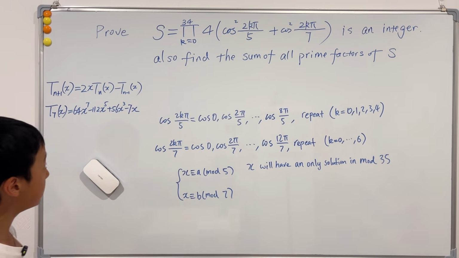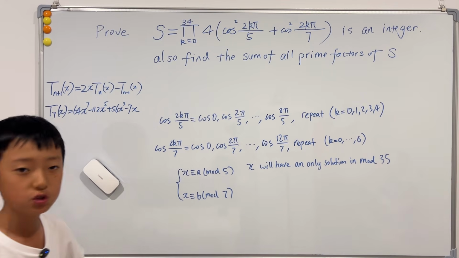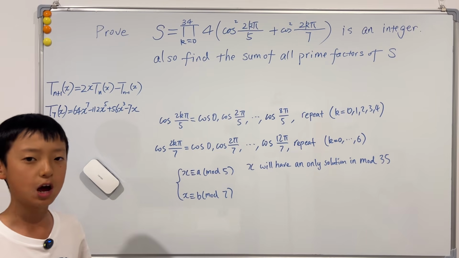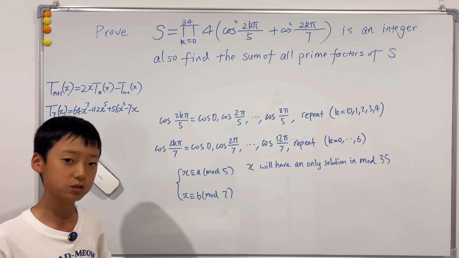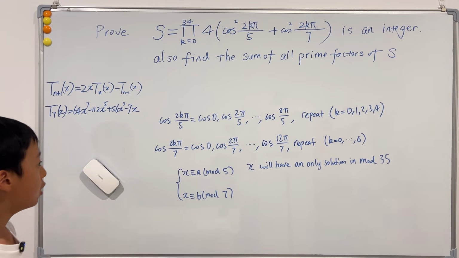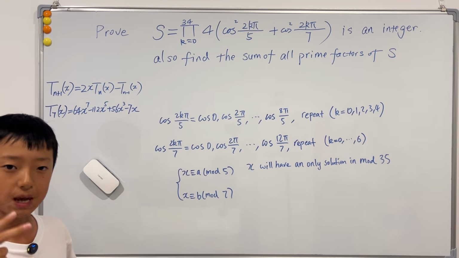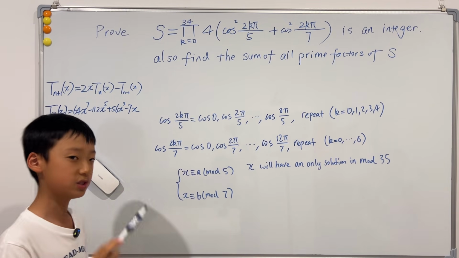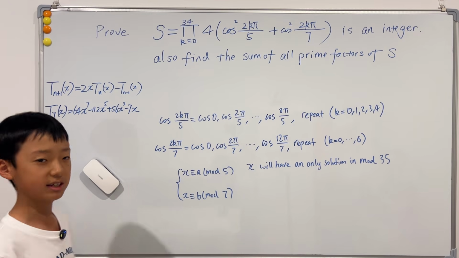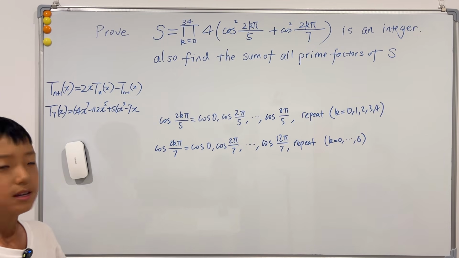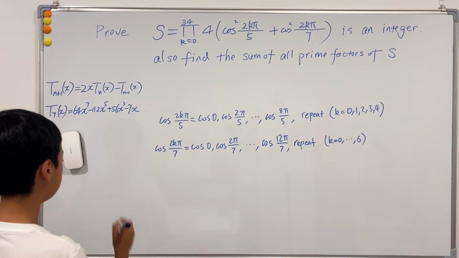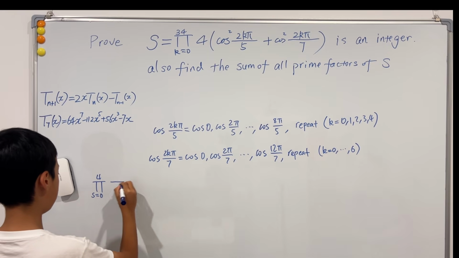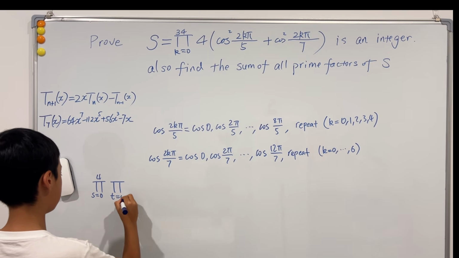Now, why is that significant? Because look, our original product ranges from 0 to 34. And do you remember at the start when I said 35 terms multiplying together is a bit too complicated? Well, now we can make it into two separate products, one of them ranging from 0 to 4 and the other ranging from 0 to 6. And that makes it much, much simpler. So our S will just become the product when s goes from 0 to 4, and the product when t goes from 0 to 6.